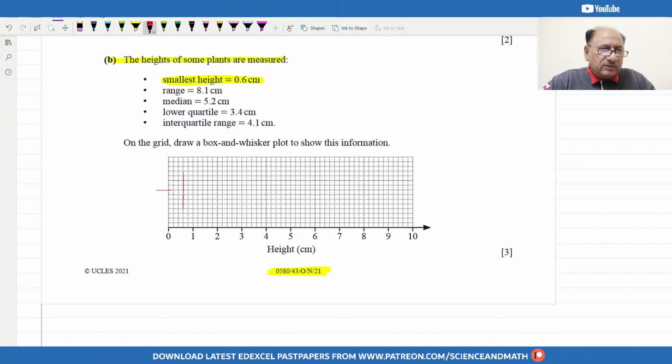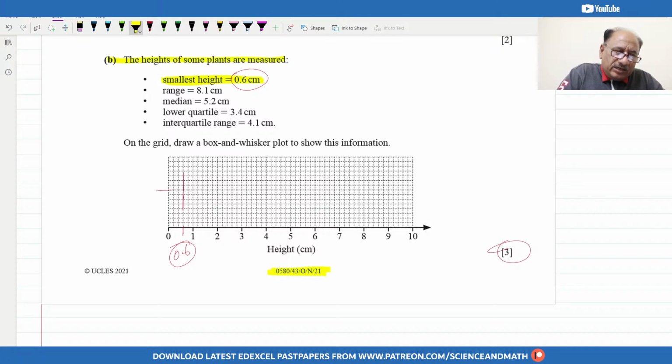This is the minimum value which we have taken from here, and I'm writing the reference 0.6. So how to draw a box and whisker plot, this is what we are discussing, and we know this is a 3-mark question. So 0.6 is the minimum value which we have taken, and then they are giving the range, we will take the range now, median later, lower quartile, upper quartile. So the range is 8.1.